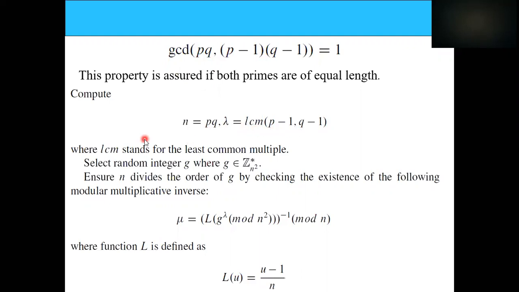Select any integer g belonging to Z n squared star, such that n divides the order of g. Then we compute the modular inverse, mu, as the inverse of L of g raised to the power lambda mod n squared, taken under mod n. Here L, if applied on any input u, performs the operation (u minus 1) divided by n, as in this expression.